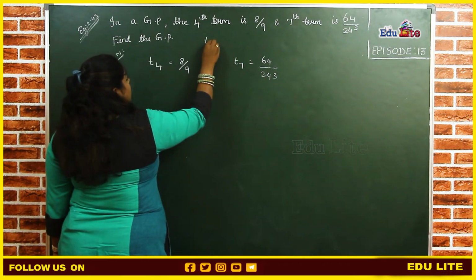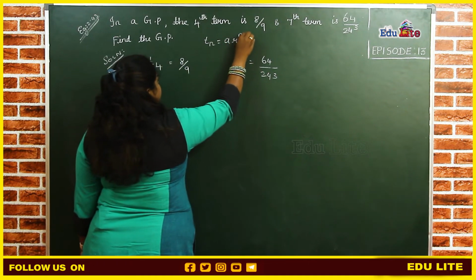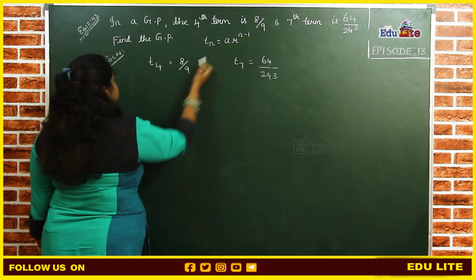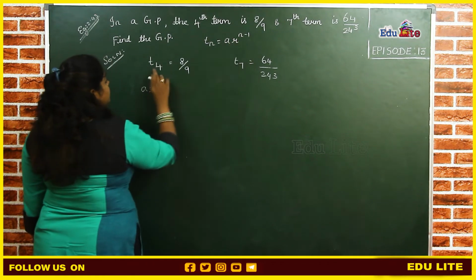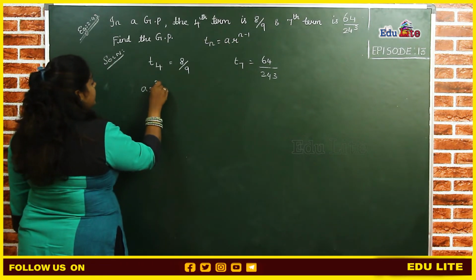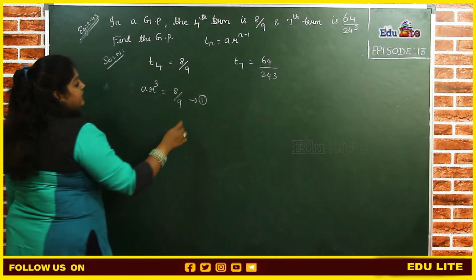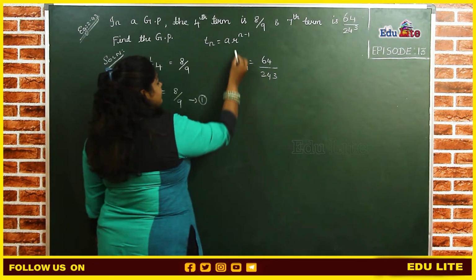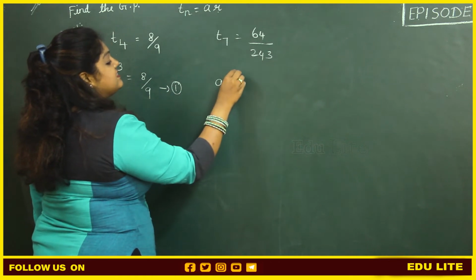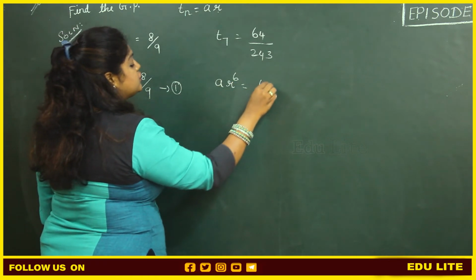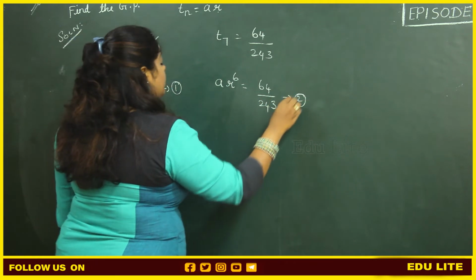The Tn formula of a GP is A R power n minus 1. For the left hand side we will use this. It will become A into R power n, where the value of n here is 4. So, 4 minus 1 is 3, which is equal to 8 by 9. This we will consider as equation 1. Similarly, for T7 we will apply this formula. A into R power n, where n is 7. 7 minus 1 is 6, which is equal to 64 by 243. This we will consider as equation 2.